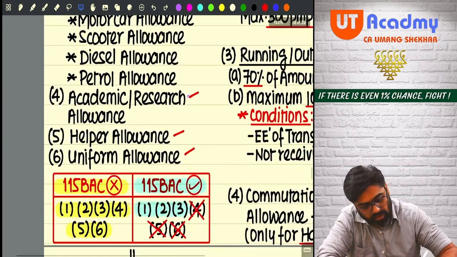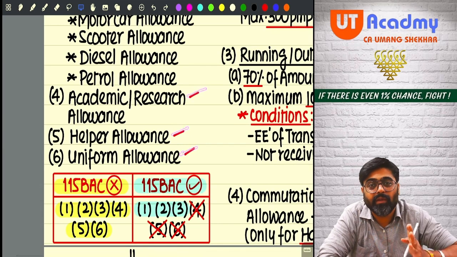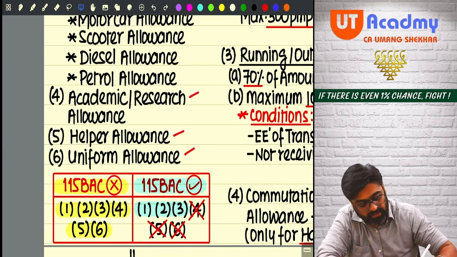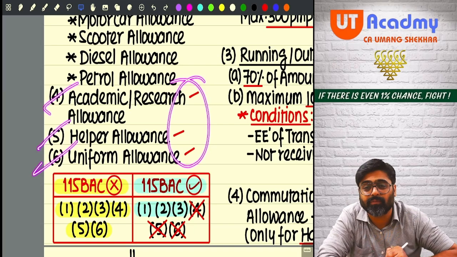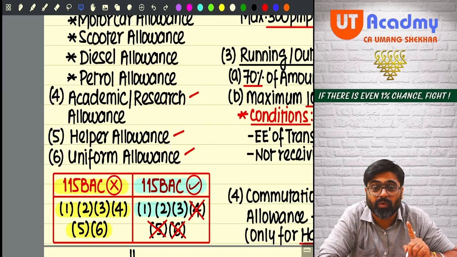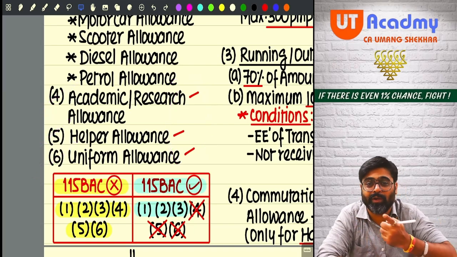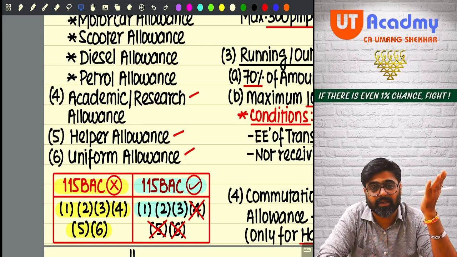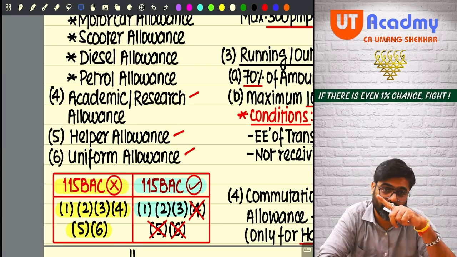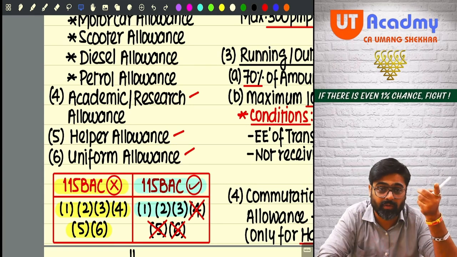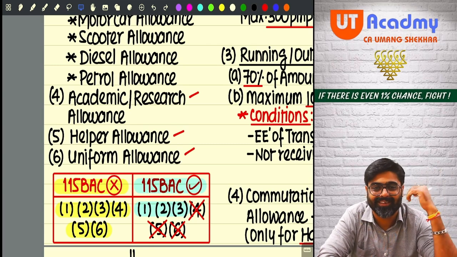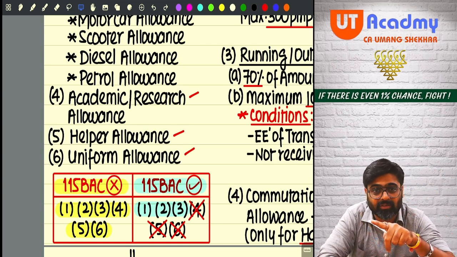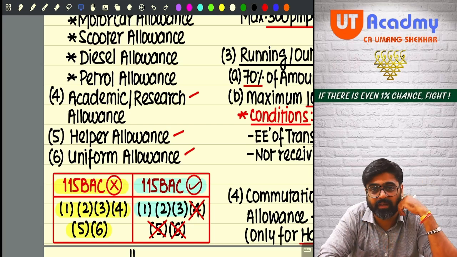But can you see only one tick? If you don't follow 115BAC, only then you are going to get the exemption. But if you follow 115BAC, you are not going to get any exemption for these three allowances. Remember this in mind, very important. HRA exemption is available if you don't follow 115BAC. But if you follow 115BAC, HRA exemption is gone. These three allowances will not be exempt if you follow 115BAC.